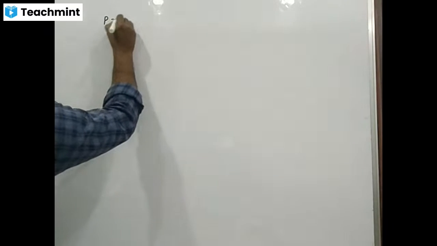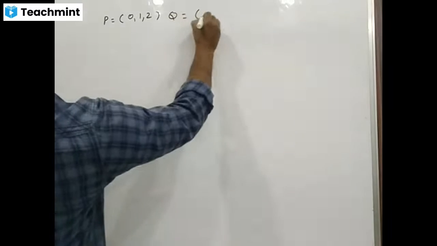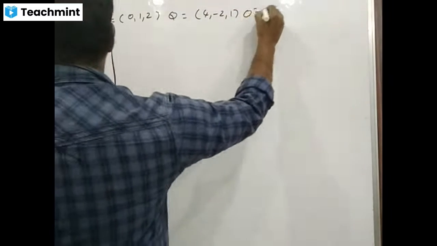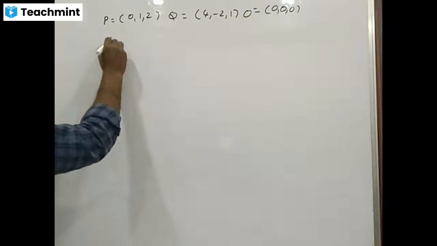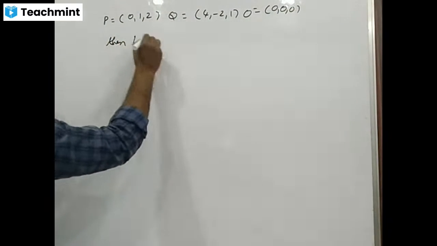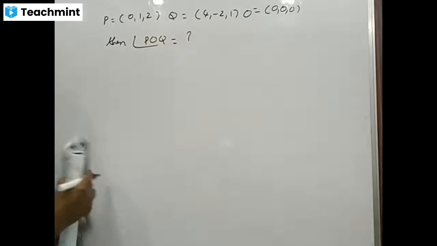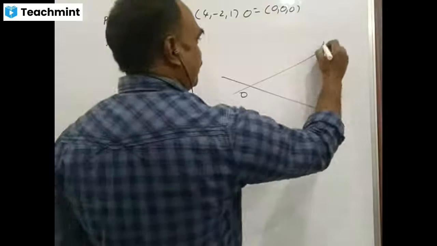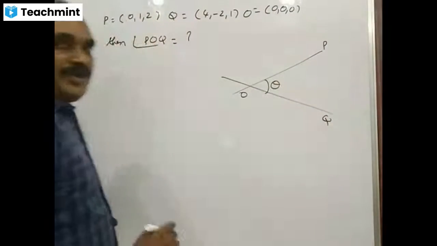If P is equal to 0, comma 1, comma 2. Next Q is equal to 4, comma minus 2, comma 1. Next O is equal to 0, comma 0, comma 0. Then angle POQ. Friends, angle POQ. Here calculate angle POQ. This is origin O, P, this is Q. Here calculate the angle POQ.